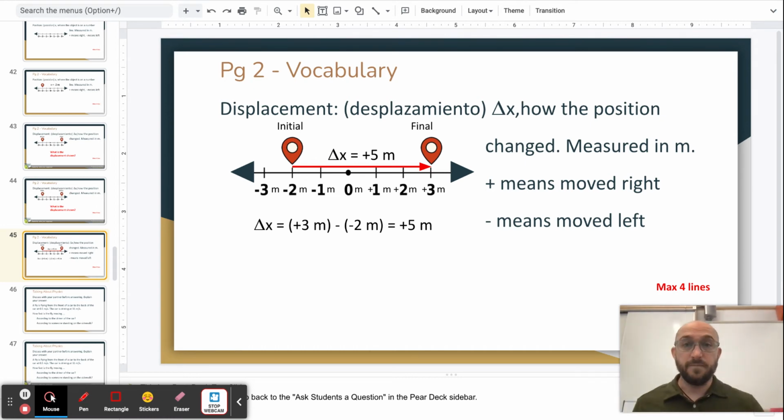You can see here that we're starting at that initial position of -2 meters, and we're moving to a final position of +3 meters. And if you count how many steps that is, you see that it is +5 meters. The positive means to the right. The math on bottom is just how you could get it if you didn't want to draw the number line. That's how you would get it with numbers.